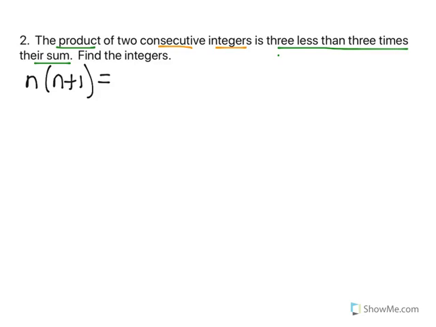So when it says 3 less than, this part means minus 3. The 3 times their sum, I'm going to take the two numbers and add them, multiply by 3. So we're going to do 3 times their sum, so it's 3 times n plus n plus 1. And then I'm going to put at the end of it a minus 3. So this is saying 3 less than 3 times their sum. Same as the previous one, you're going to multiply, distribute, combine like terms, everything you need to, and solve the quadratic.